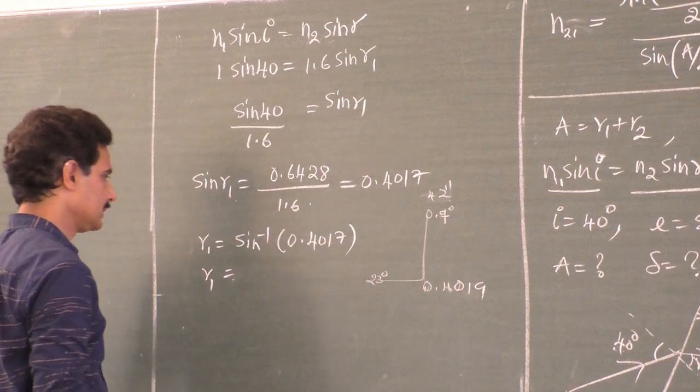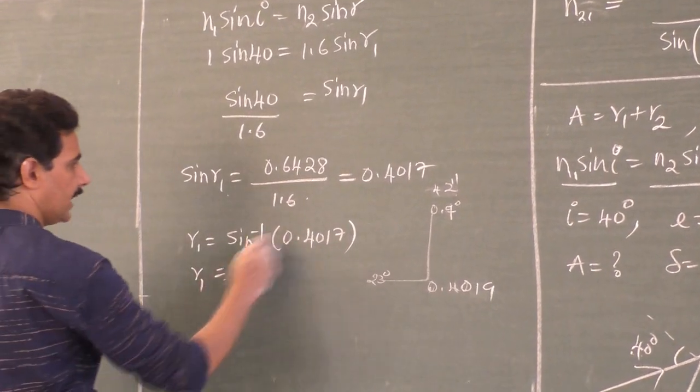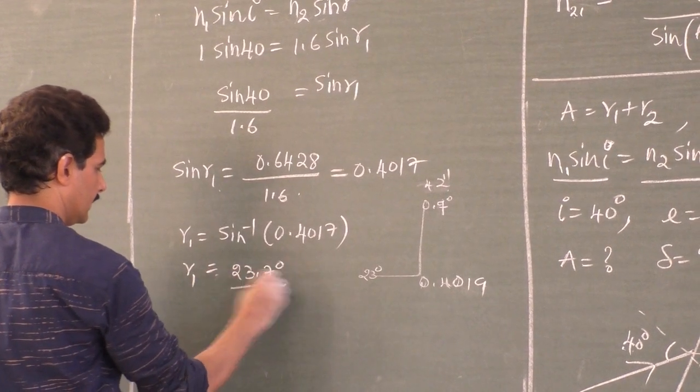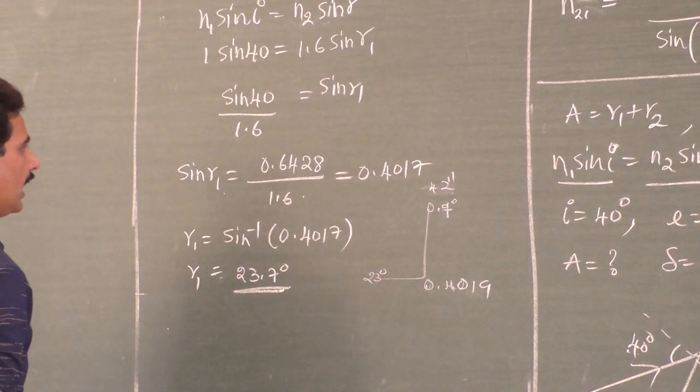0.4019. So what is R1? Sine inverse of this. So you have to write these values: 23.7 degrees. R1. So we have got R1.